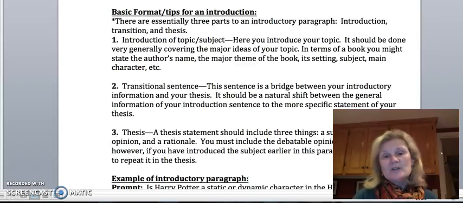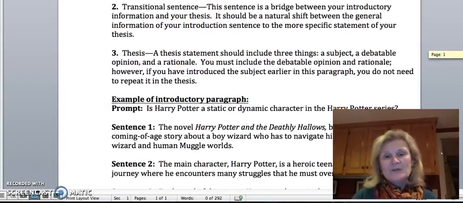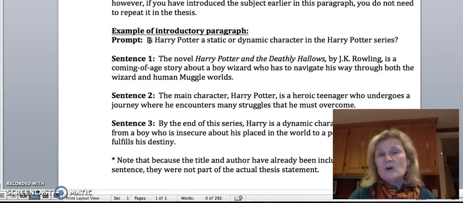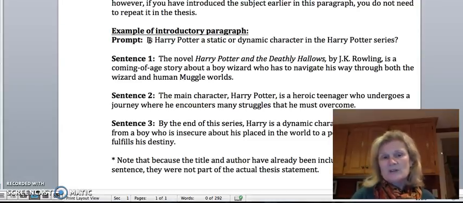So we look to one of our samples, and we're all very familiar with character, because we studied it both in 9th grade and in the first semester of 10th grade. We look at making a simple statement like, what type of character is Harry Potter? Is he dynamic or static in the Harry Potter series? So I open with the novel Harry Potter and the Deathly Hallows. This frames where I'm getting my evidence from.